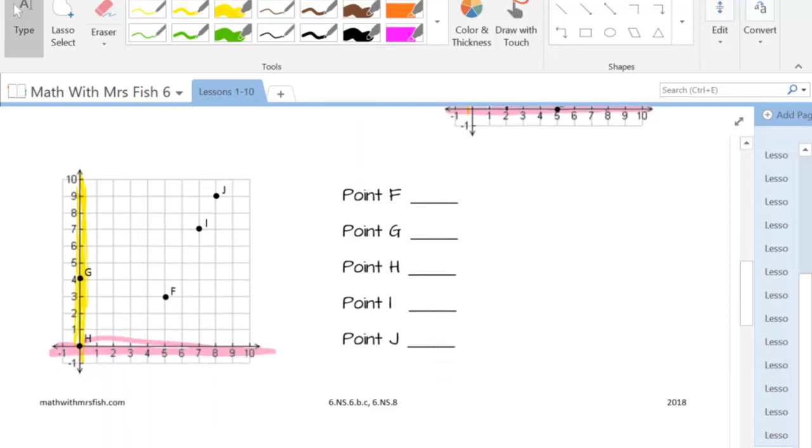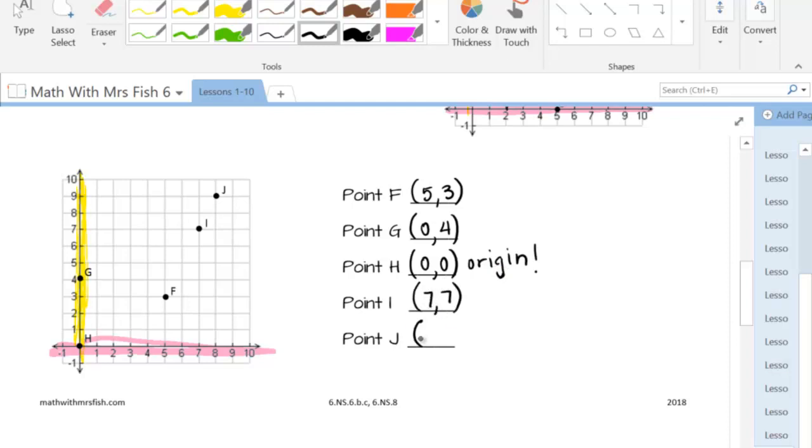And then the students would have the opportunity to practice it on their own and check their understanding. Parents, I'm going to go ahead and just put these in to honor your time. Notice that one is called the origin. Oops, there we go. And 7, 7, and 8, 9. The parentheses are important. You have to have the parentheses or it's not an ordered pair.